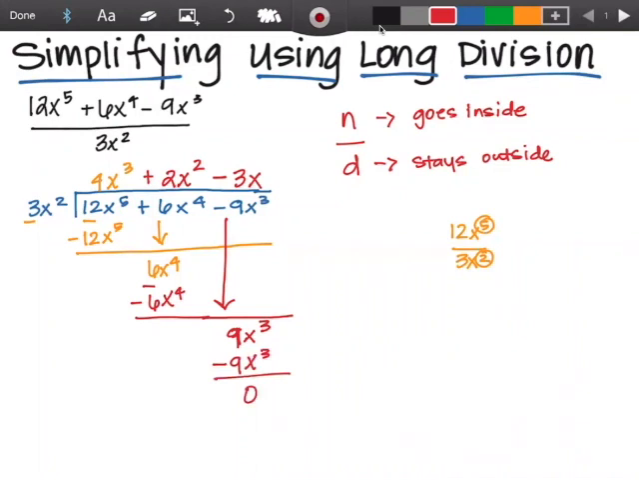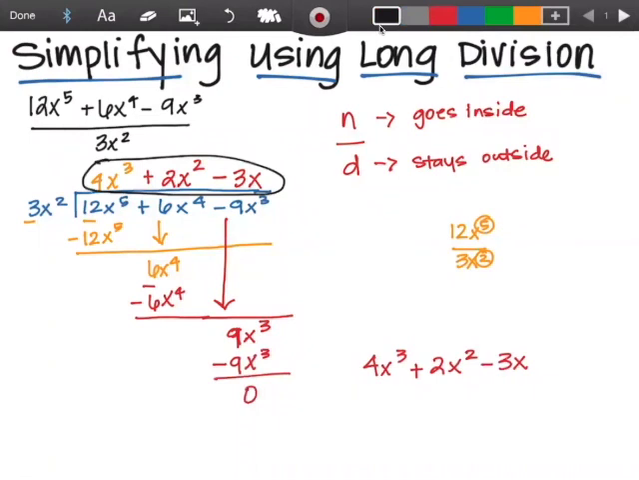So now our final answer is 4x cubed plus 2x squared minus 3x, which is what we have on top. This is the final answer. All right. So make sure that your answer is always written in standard form. And then also make sure that you know that the answer is going to be on top of the house. So I'm going to write this. So the answer is always on top of the house when we're doing long division.